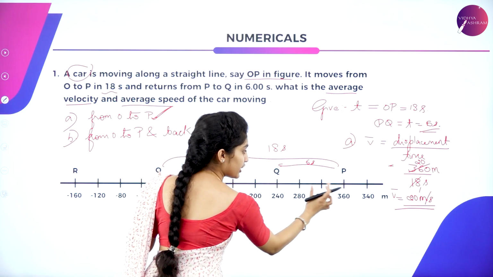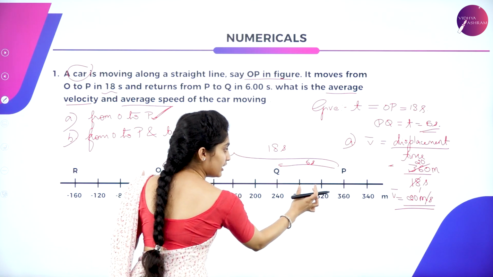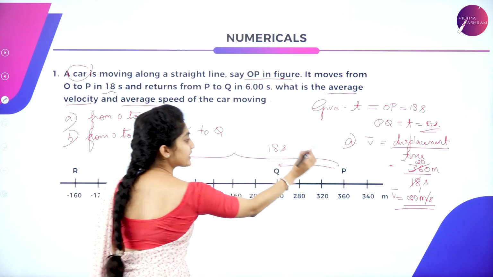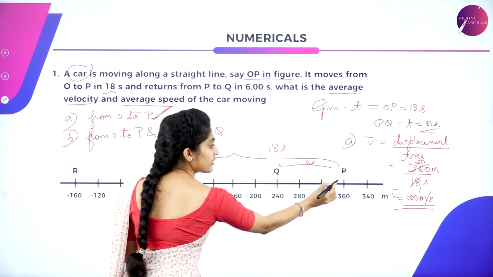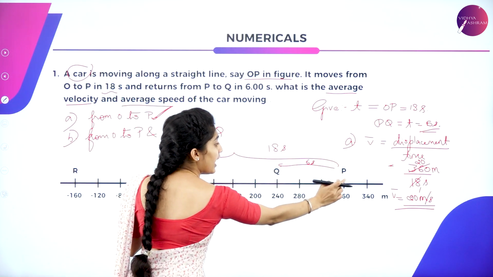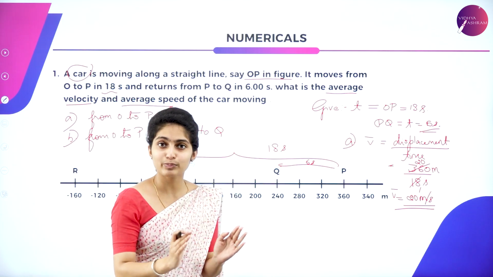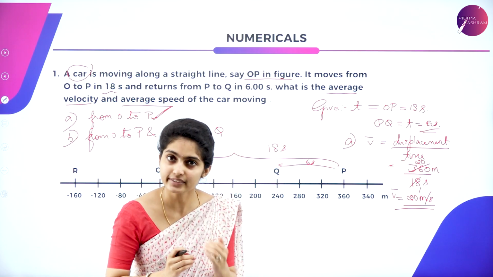See here it is 40 difference. So 40 plus 40 plus 40, so it is 120. So 360 plus 120. The total path it covers from O to P and back to Q, that is the distance. So when the distance is mentioned, you will have to calculate its speed.